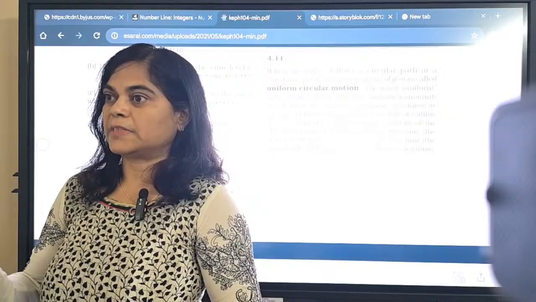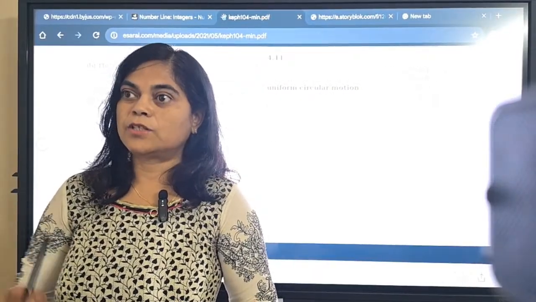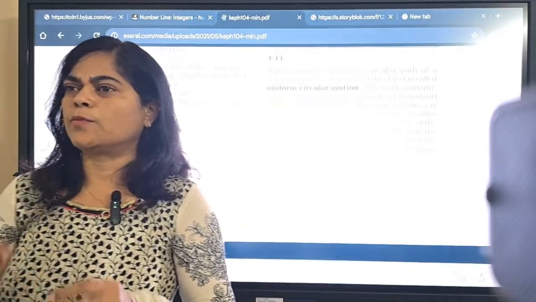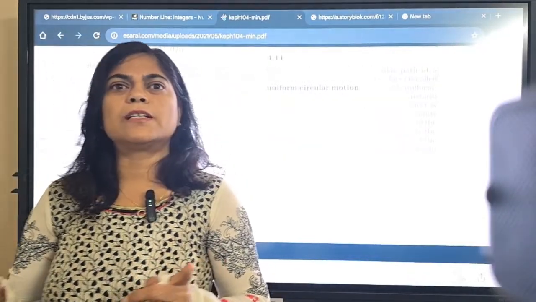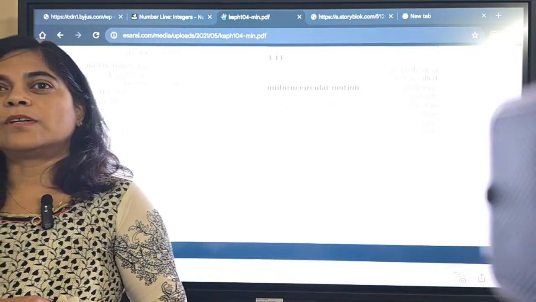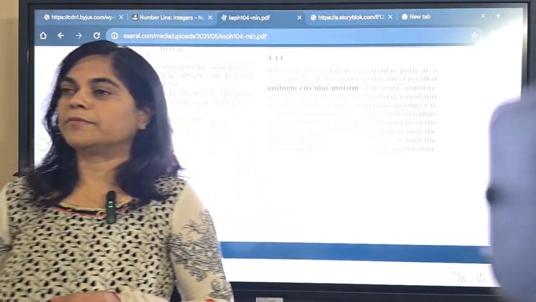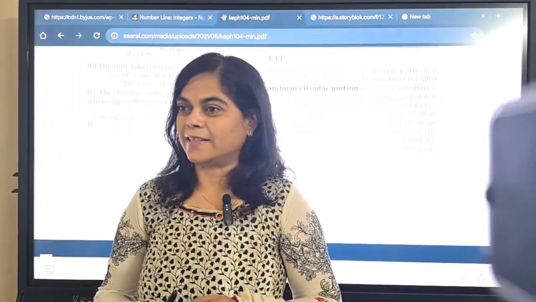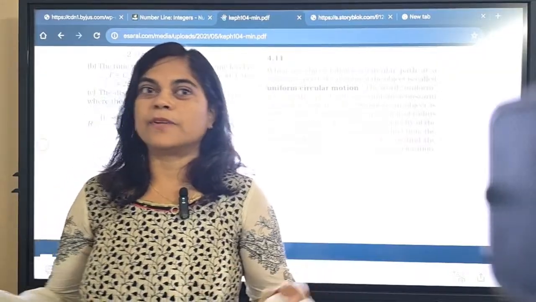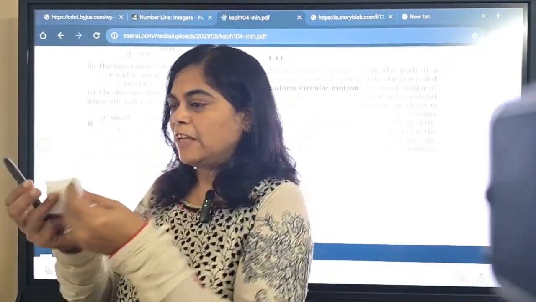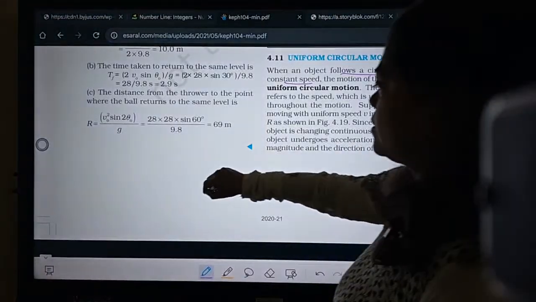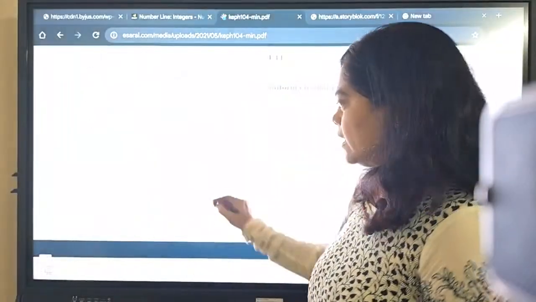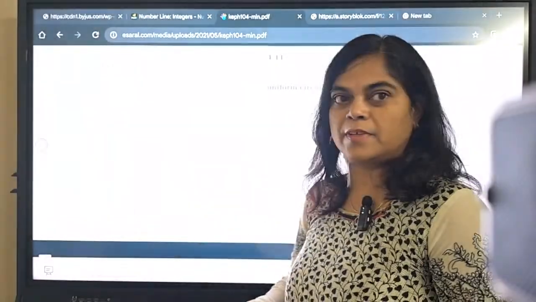Everywhere the particle is moving, it should move with the same speed, not the same velocity. What is meant by velocity? What is the major difference between velocity and speed? Scalar and vector, right? What is scalar? What is vector? If a particle is moving like this in a circular motion, the starting point and the end point will be the same here.